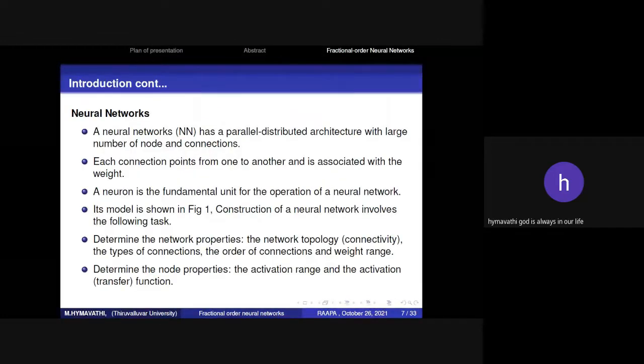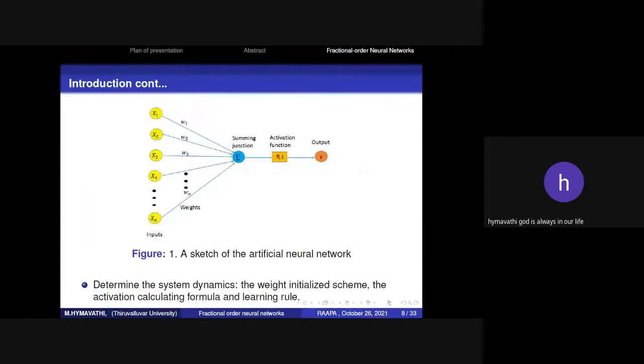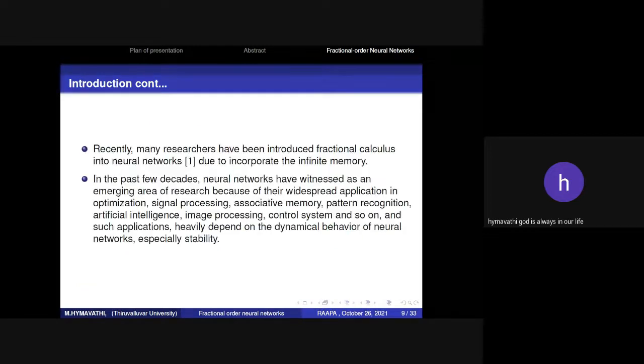Now these are some definitions of neural networks. Then we have to draw how a system looks. We can easily identify here x1, x2 up to xn are the inputs, and w1, w2, w3 up to wn are weights. If we sum them into a junction, we get f, an activation function, and we get v as the output. Recently, many researchers have introduced fractional order neural networks.